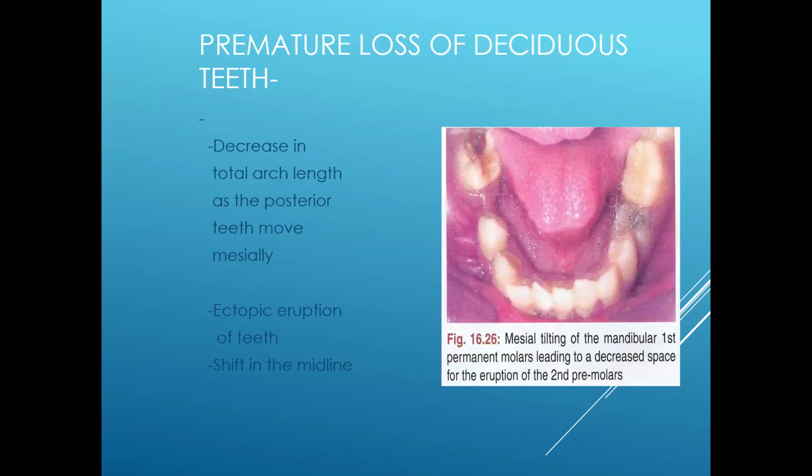Another factor is premature loss of deciduous teeth. It will cause a decrease in the total arch length as the posterior teeth move mesially, and it will cause ectopic eruption of the permanent teeth, often seen as midline shift. Here we can see the mesial tilting of the mandibular first permanent molars leading to decreased space for the eruption of the second premolars.